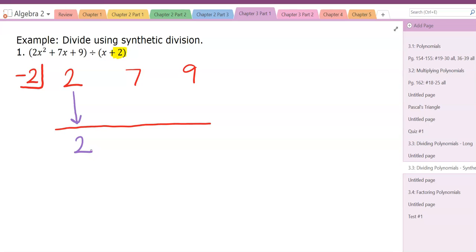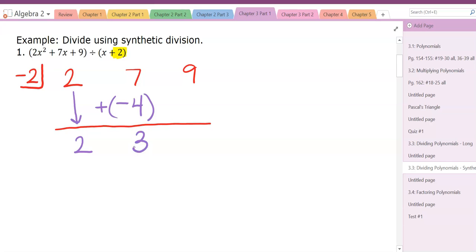Then you take this 2 and multiply it by the number in the box. That quantity is going to come right underneath the 7. So I'm going to take 2 times negative 2, which gives me negative 4, and that goes right here, under the 7. Then you add 7 and this negative 4, and that gives you 3.